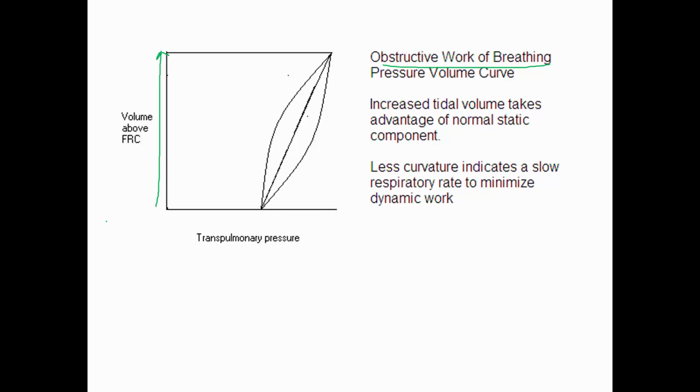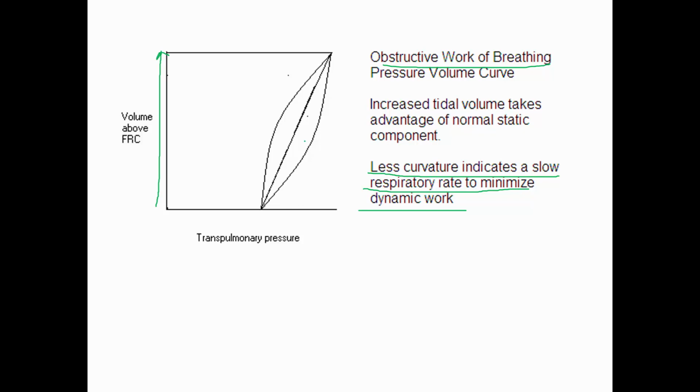So you don't mind taking a bigger breath, but you have to slow your respiratory rate. You have to slow down the airflow because you're trying to minimize your dynamic work. That's your problem. So there's no time on this graph, but I can see that this person is trying to minimize their dynamic work by slowing their respiratory rate.